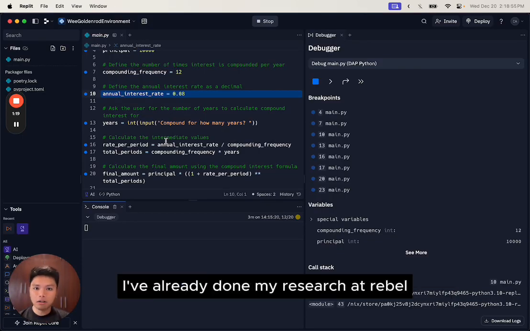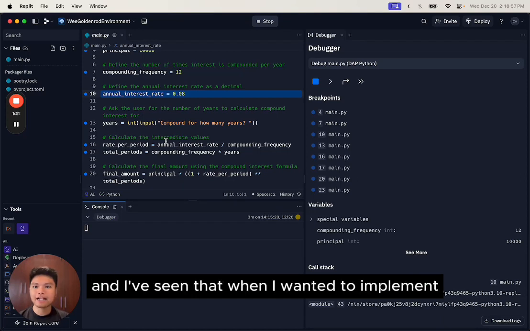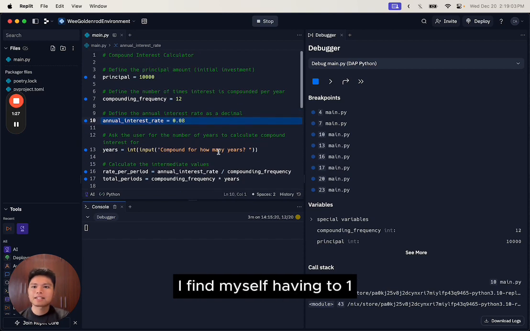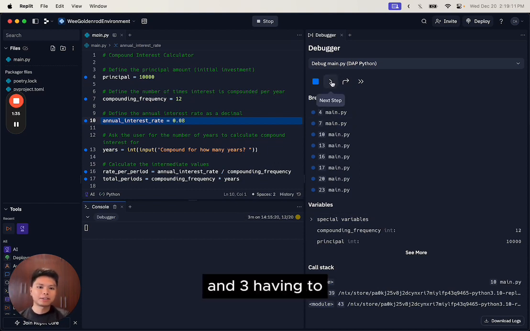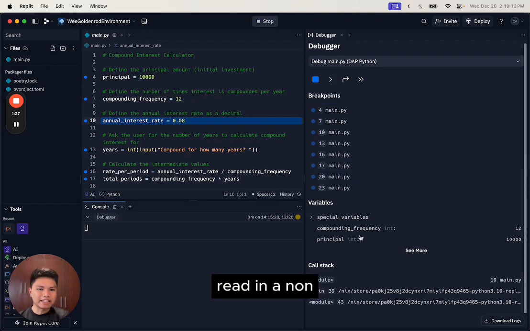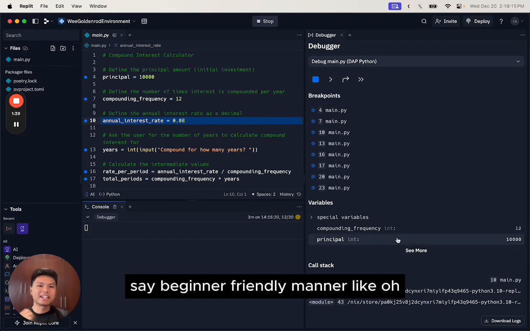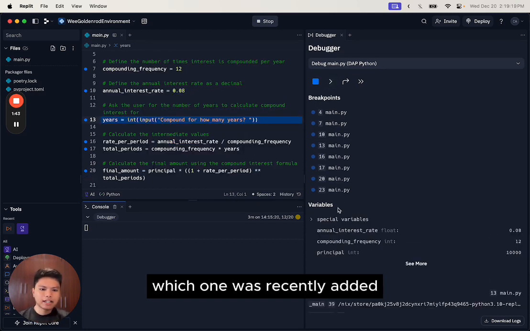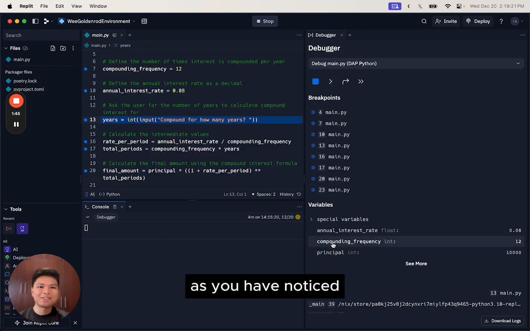And yes, I've already done my research at Replit, and I've seen that when I wanted to implement a similar experience, I find myself having to, one, set up all of these, two, manually add the breakpoints, and three, read in a, say, beginner-friendly manner. Like, oh, these are the variables I've got. Oh, which one was recently added because of all the refreshing, as you have noticed.